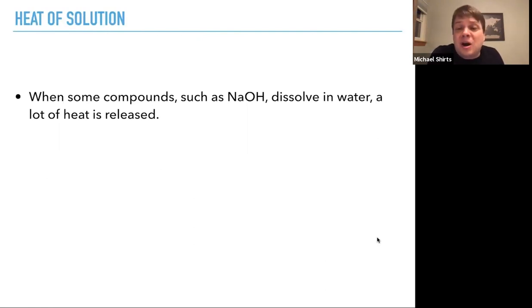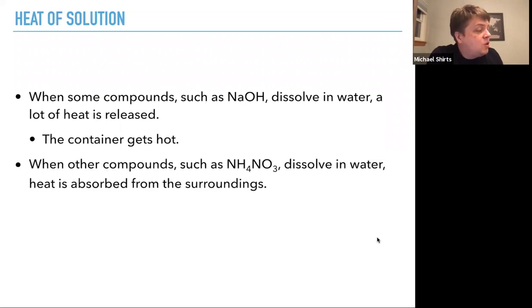So when some compounds, such as sodium hydroxide, dissolve in water, a lot of heat ends up being released. It's actually quite surprising when you put this solid in and you dissolve it, you can feel the beaker getting hotter. In other compounds, such as ammonium nitrate dissolving in water, heat is absorbed from the surroundings. You actually can feel it cooling down. It's an endothermic reaction.